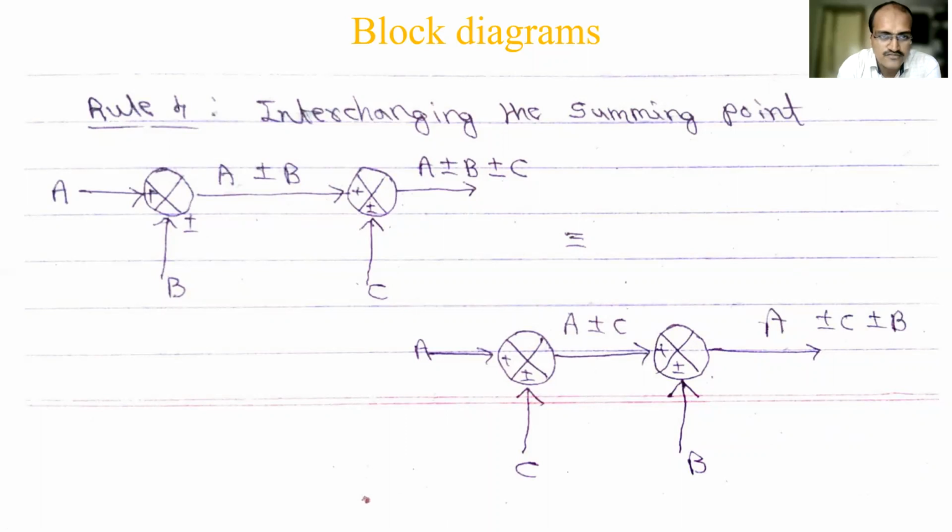When you have such a case, you can replace this C signal at B's place, and there is no change at all because of this property. If you interchange it, C you will add first, so A plus or minus C will happen, then you add B, so A plus or minus C plus or minus B will happen. So it is a cumulative property, and it is not going to affect much. So rule 4 is that you can interchange any summing points in between. That is rule number 4.